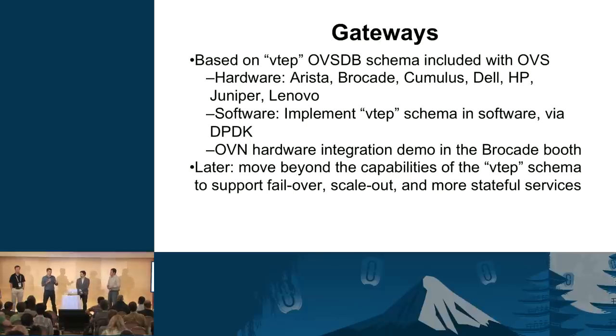And that means that with the VTEP schema, you're able to control a number of physical gateways, including ones from Arista, Brocade, Cumulus, Dell, HP, Juniper, and Lenovo. We've done some work with Brocade, and if you're interested in seeing OVN work with a hardware gateway, you can go to the Brocade booth, where they're demonstrating it. There are also software implementations that we do, and we've done a port to DPDK. So if you want to see a reference implementation of how to write a DPDK application using OVS, that code is available as well.